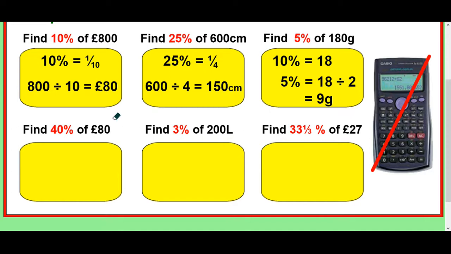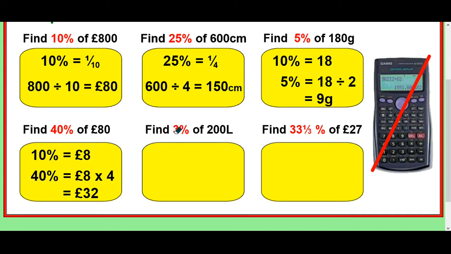To get 40%, I'm going to start with 10% again. So I'm going to find 10% of £80. So just divide that by 10 and you would get 8. Now 40% is 4 times that amount. So times it by 4 and you're going to get £32.